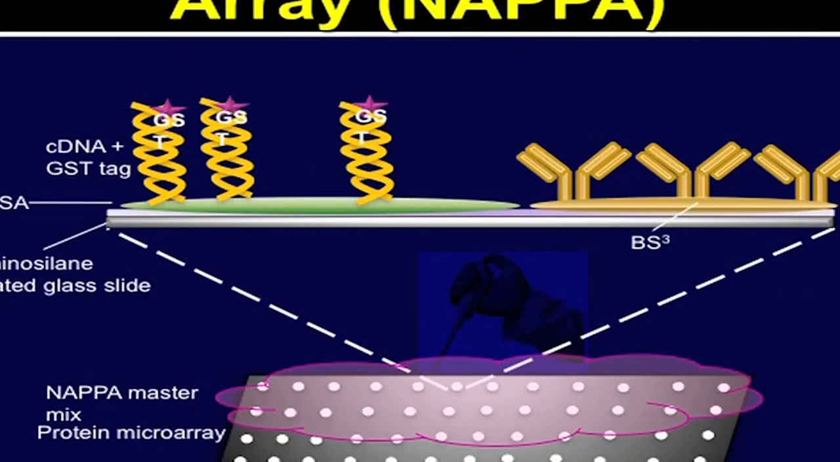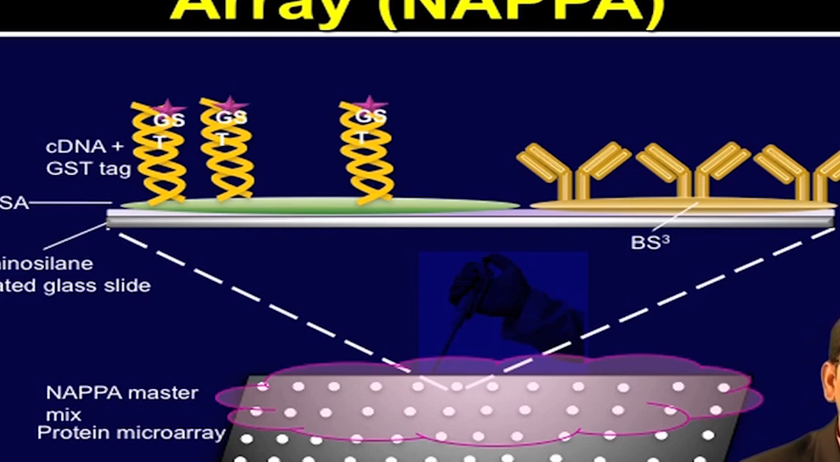As you can see here, in the NAPPA method, a glass slide is first coated with aminosilane reagent. Its functionalization is done, then a master mix is printed on the chip surface. The master mix consists of a few components, which include DNA containing the GST tag, bovine serum albumin BSA, BS3 cross linker and anti-GST capture antibody.